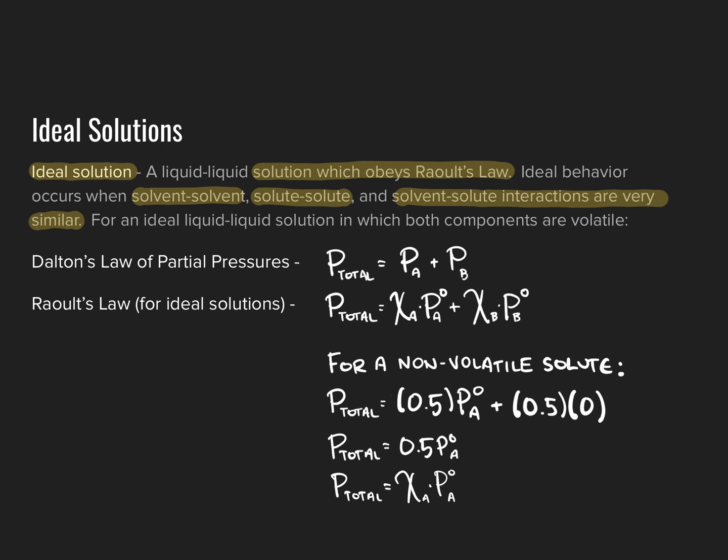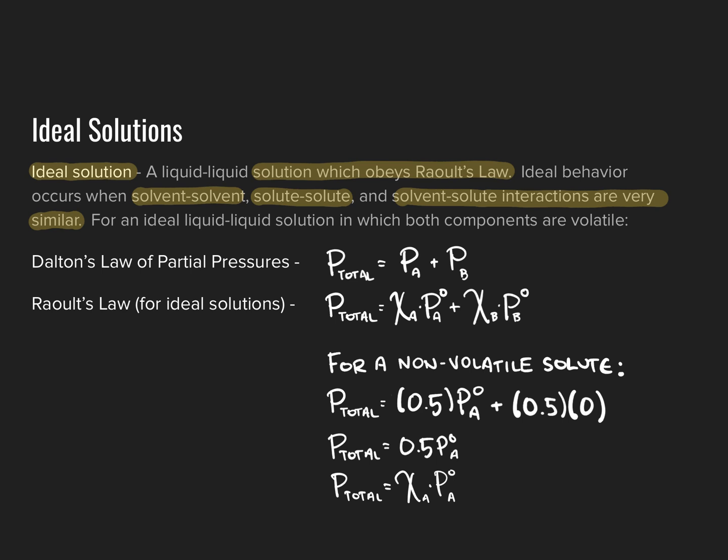Or conversely, if the solution was comprised primarily of the volatile species B, then the overall total vapor pressure of our solution would be more similar to that of species B as a pure solvent than it would be to the minor component, species A. So it's essentially just a weighted average which we're calculating here. So that's pretty much Raoult's law.